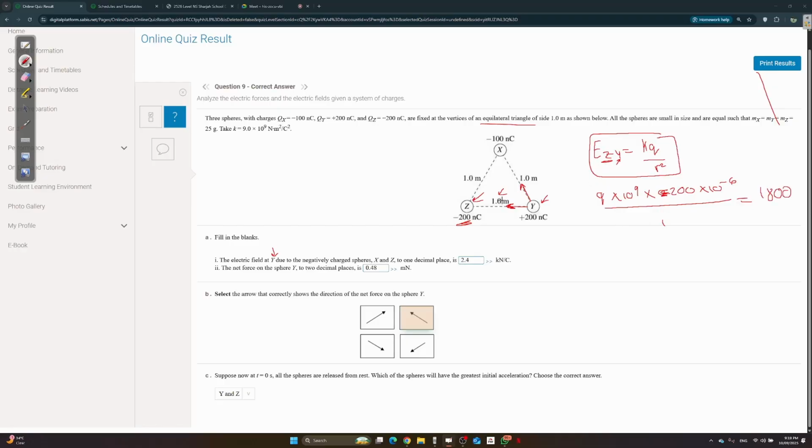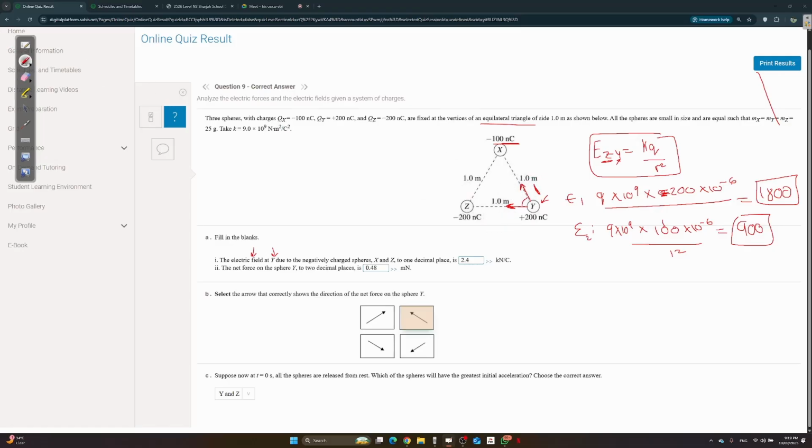Now this is the first one. This is over here, ZY. Now let's do this one here. It's going to be the same, so we're going to call this E1. E2 is the same formula, 9 times 10 to the 9 times this one here, 100 times 10 to the minus 6 over distance squared equals 900. So this is 900, this is 1800. Now we want to find the net electric field. How do you do it?